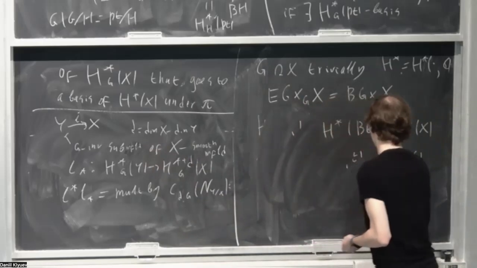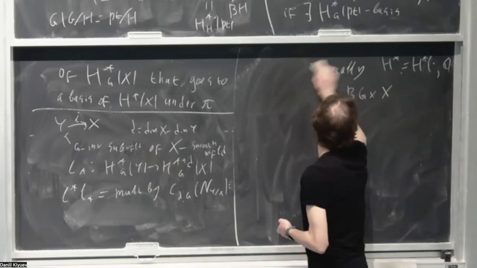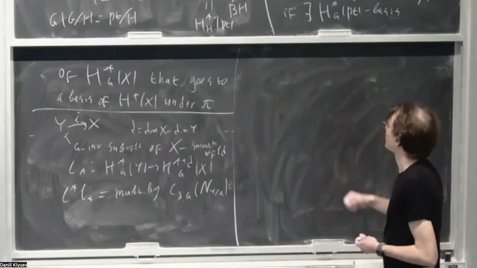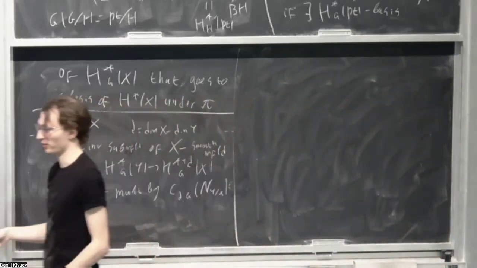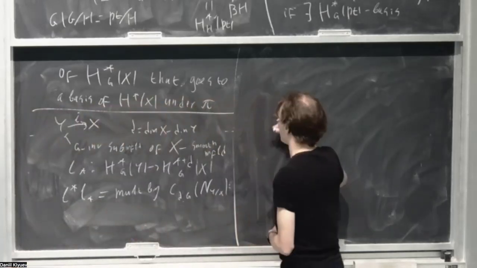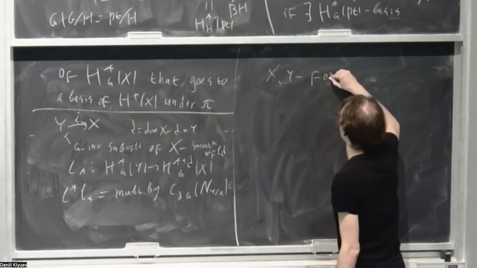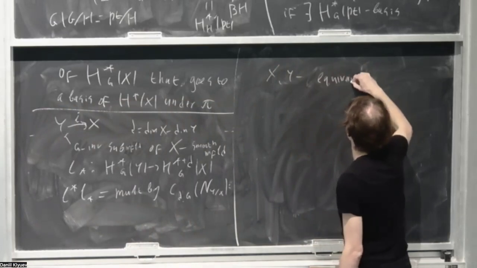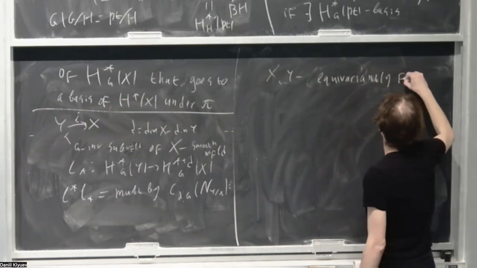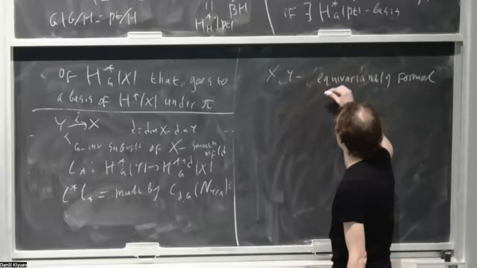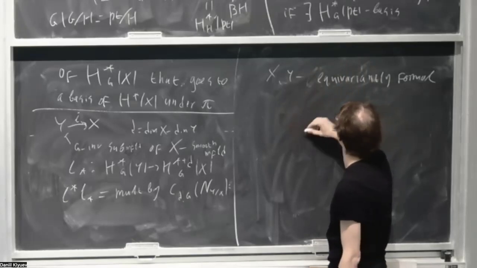I was here. Yeah, I can state the fact that trivial action gives an equivariantly formal manifold, which is the tensor product of usual cohomology and equivariant cohomology. So the formal properties: let's say X, Y equivariantly formal, and let's say finite dimensional cohomology. I don't think we'll need anything else.